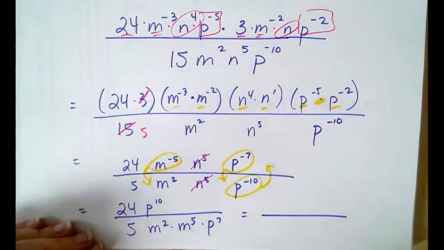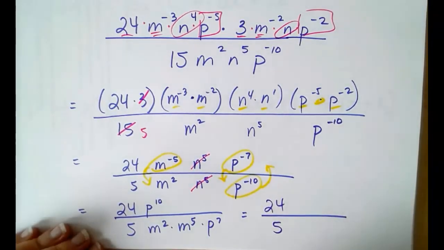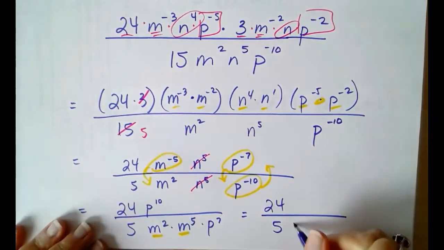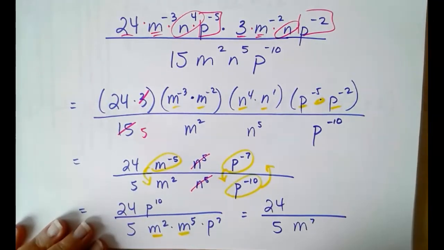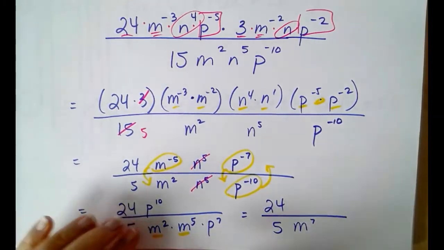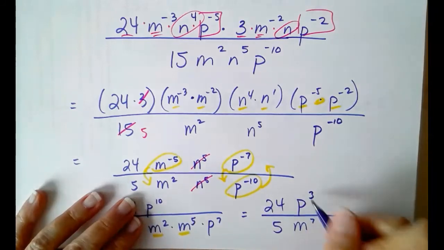One last simplification here. 24 over 5, still hanging in there. M squared times m to the 5th. We're multiplying and the bases are the same. That's m to the 7th on the bottom. And then our final property of exponents is the quotient property. So if we have p to the 10th over p to the 7th, I'm dividing and the bases are the same. 10 minus 7 leaves p to the 3rd on the top.